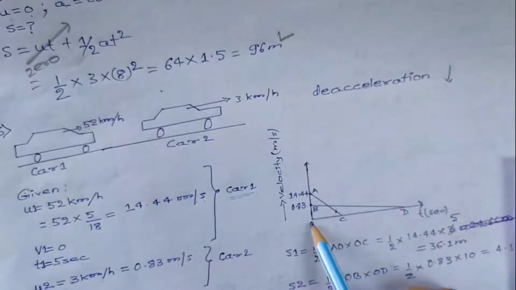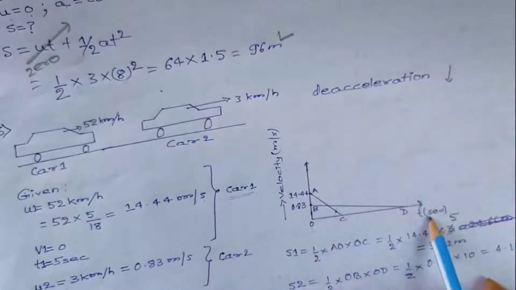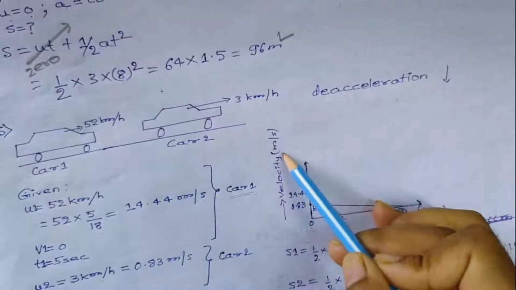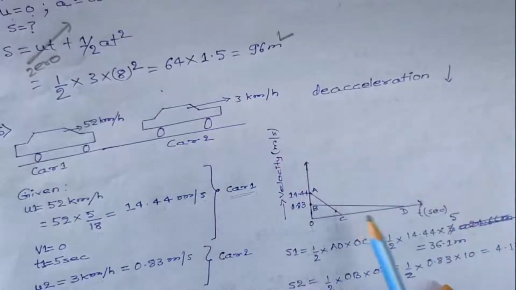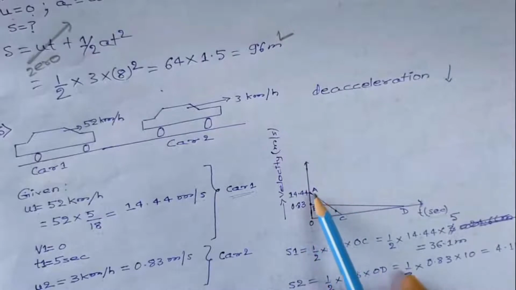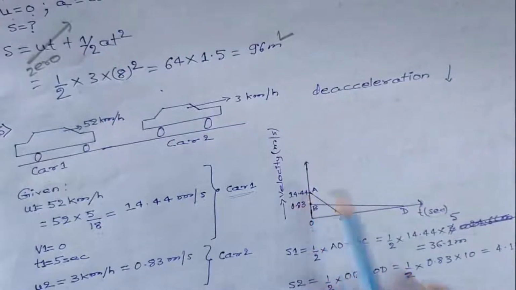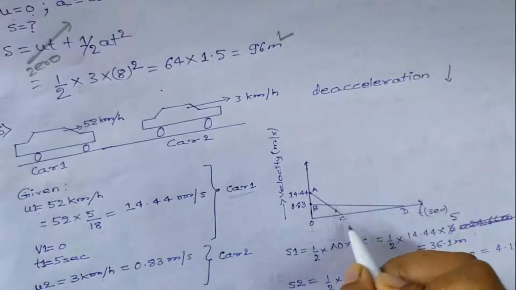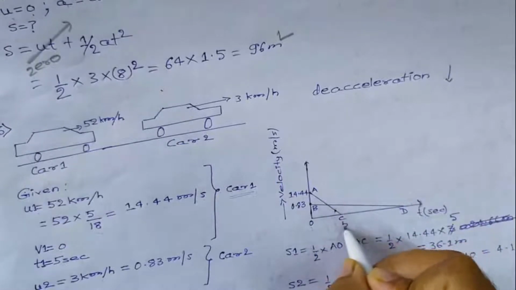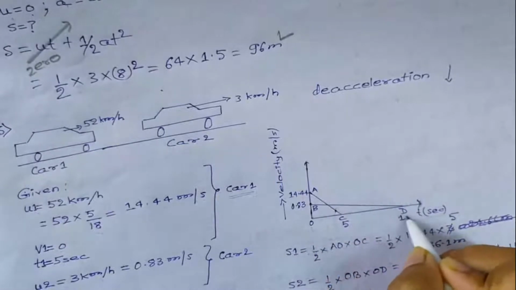Along the x-axis I have taken time in seconds, and along the y-axis I have taken velocity in meter per second. See, point B represents 0.83 and point A represents 14.44. And this is C. C is at 5 seconds. So this value is 5 and this value is 10.